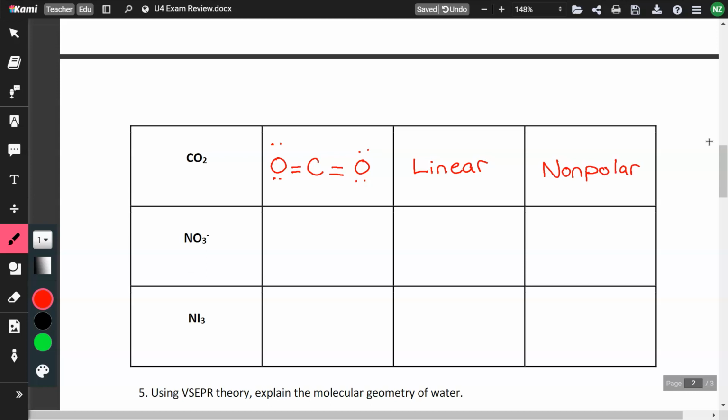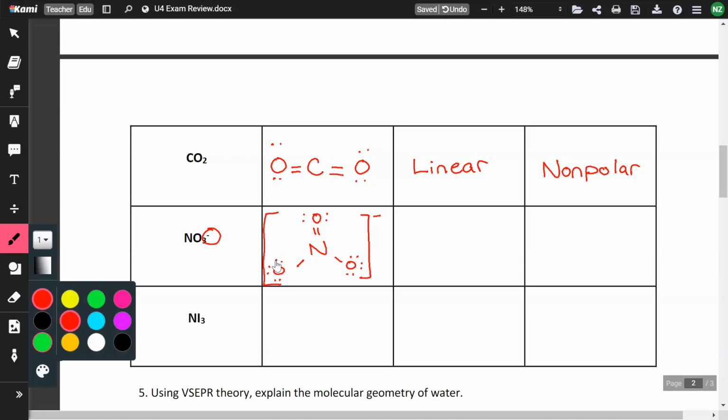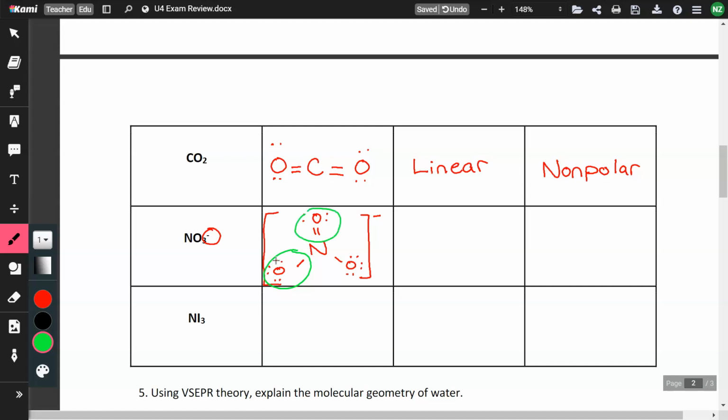Okay. On this next one, notice we have a negative. That means we have one extra electron. When we draw our Lewis structure, we end up with something like this. Now, when you have an extra electron or one less electron, we always draw it in brackets with the charge on the outside. Okay, we have 1, 2, 3 electron zones, no lone pair. This will be a trigonal planar.